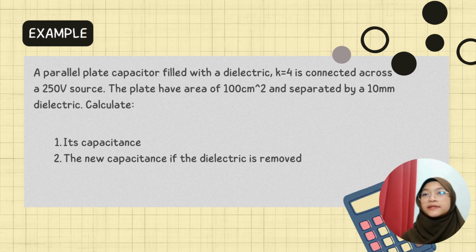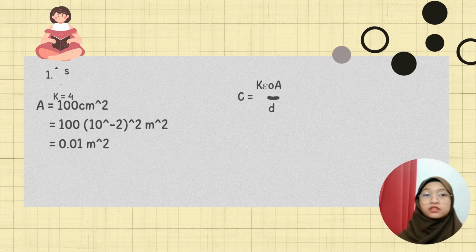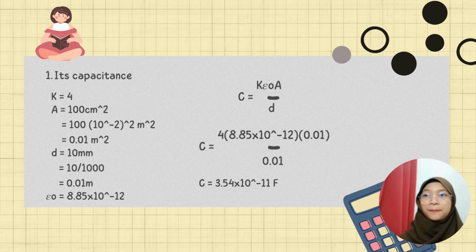A parallel plate capacitor filled with a dielectric K equal to 4 is connected across a 250 volt source. The plates have an area of 100 cm squared and are separated by a 10 mm dielectric. Calculate first its capacitance, and second the new capacitance if the dielectric is removed. So for the first question, which is capacitance, the first thing we need to do is list out the information that the question has given to us.